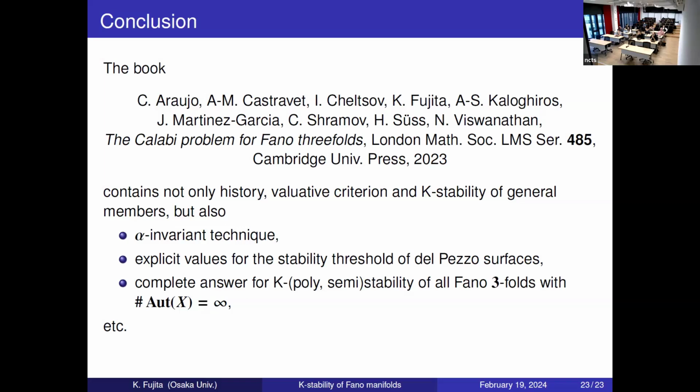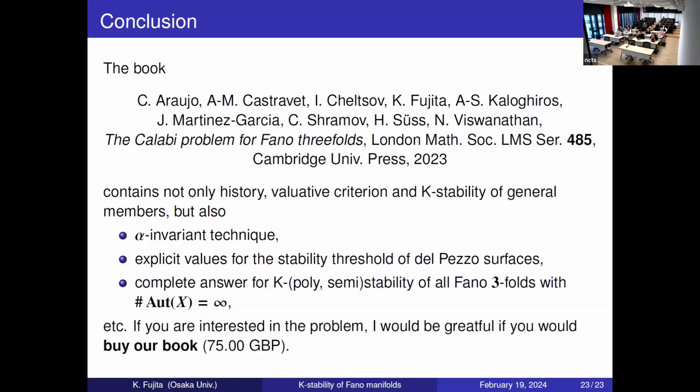And our main result is about general members. But if the automorphism group is infinite, then we have a complete answer for the K-polystability of Fano threefolds. So the most important thing I want to say is, if you are interested in the problem, please be kind enough to buy our book. Okay, well, that's all. Thank you so much.